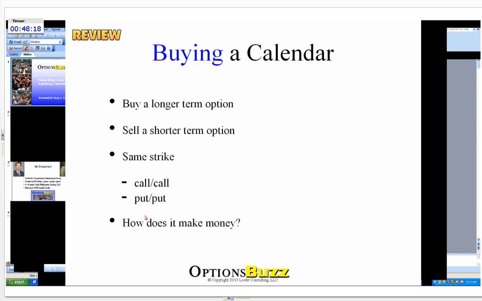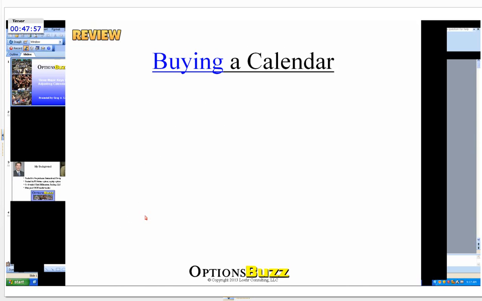Now, how does this calendar make money? The same way a credit spread makes money. By having that short option, the option that you sold, that's how you're trying to make money. And when that option drops in value, presumably from time decay or maybe some movement, that's how you're making money. You're only buying that other option for insurance. Okay, that's how a credit spread and a calendar act very similarly. You're just selling typically a put, maybe it's a call, but you're buying that other option only as protection. You're trying to make money from the option that you sold.